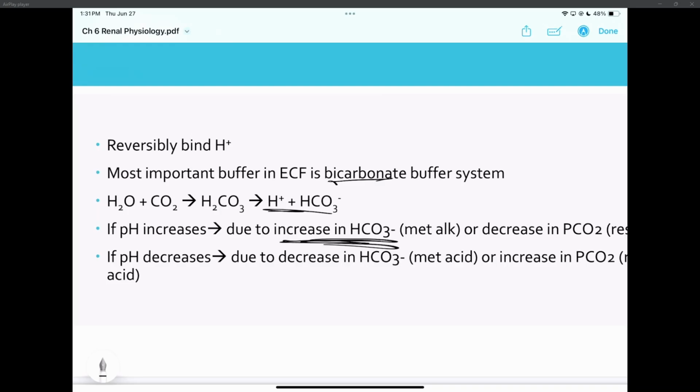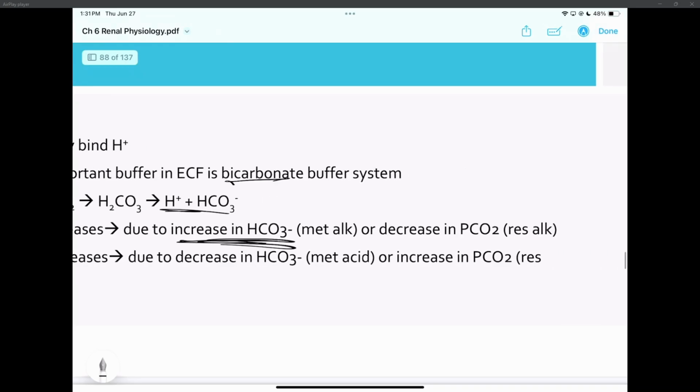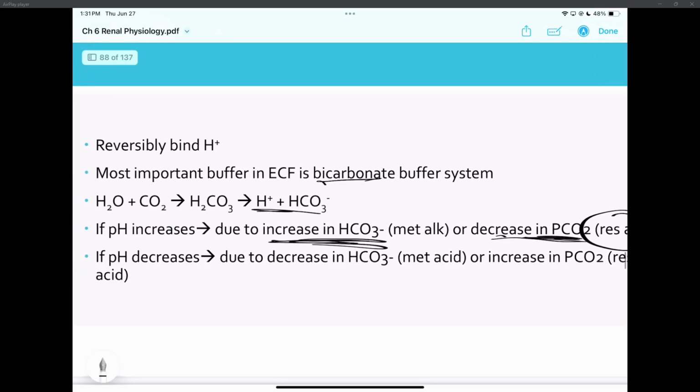It's a base. That's going to be your metabolic alkalosis. If it's an increase in your bicarb, because we're trying to offset that, or it's going to be a decrease in your PCO2. Remember, CO2 is the acidic. If CO2 is going down, that favors an alkaline environment. And this will be respiratory alkalosis if the CO2 is abnormal and low.